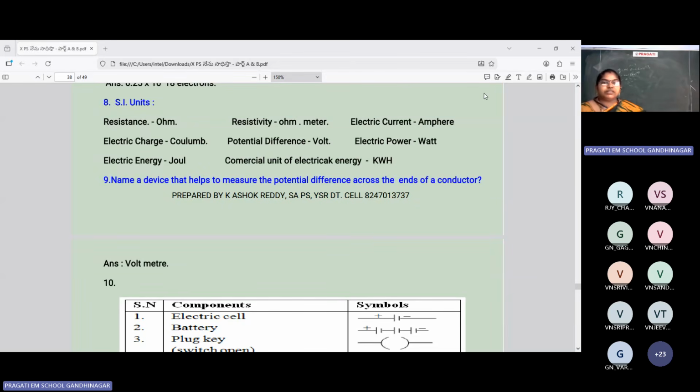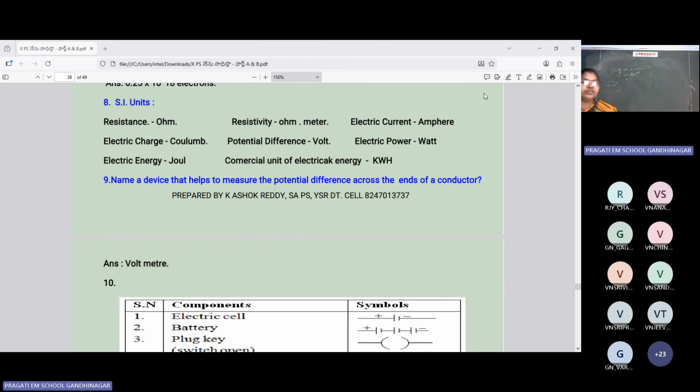In this electricity lesson for 8 marks also, we are getting SI units of different physical quantities in the electricity lesson, and also symbols of components. It is also very, very important. You have to focus on those areas also.